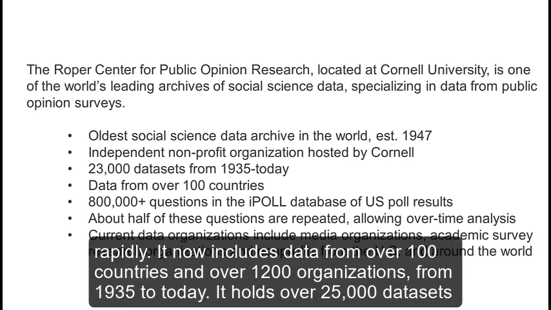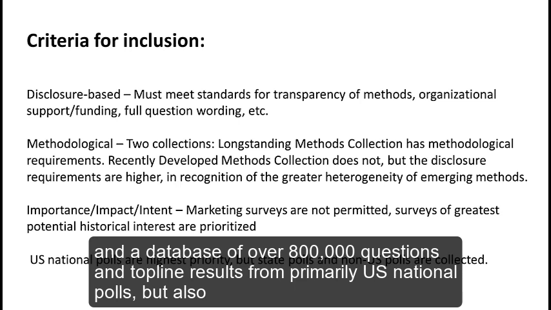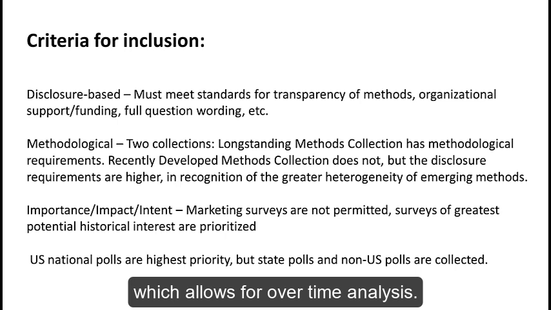It now includes data from over 100 countries and over 1,200 organizations. From 1935 to today, it holds over 25,000 data sets and a database of over 800,000 questions and top-line results from primarily U.S. national polls, but also U.S. state polls and some non-U.S. polls. There are an enormous number of repeated questions in that database, which allows for over-time analysis.